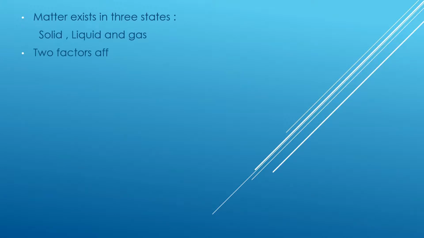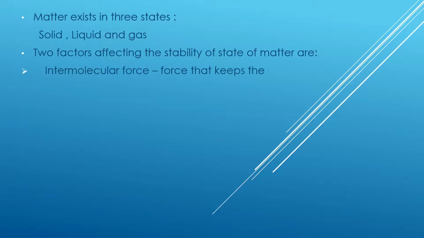Moving on, the general characteristics of the solid state. We all know matter exists in three states: solid, liquid and gas. Before moving on, there is one important point, which states that the most stable state of matter depends on the net effect of two opposing factors under a given set of conditions of temperature and pressure. The two factors affecting the stability of matter are intermolecular forces, that is the force that keeps the molecules together, and the second one is thermal energy, which is nothing but heat.